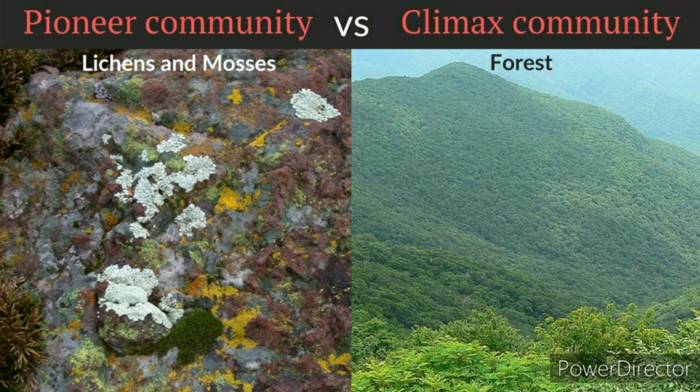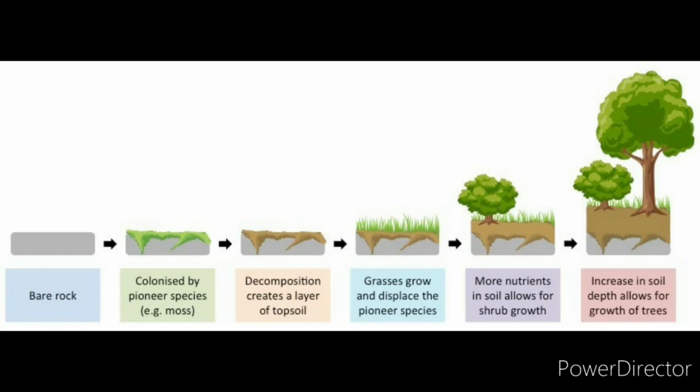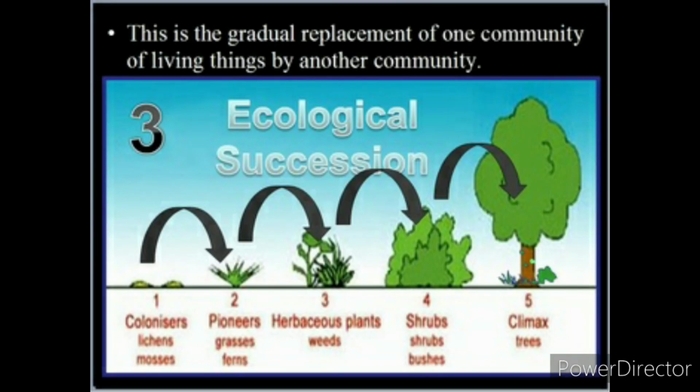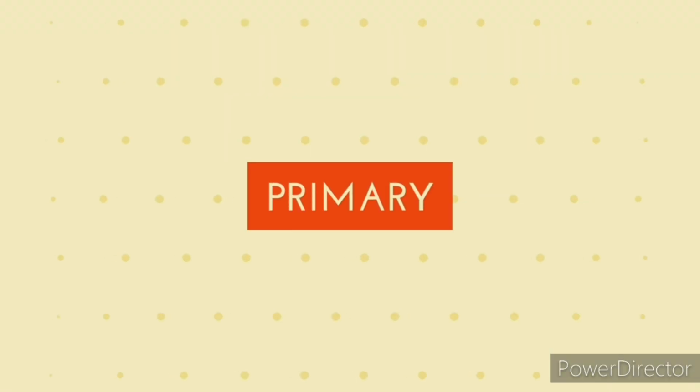The second one is pioneer community, the community that invades a bare area. The third one is climax community, a community that is in near equilibrium with the environment. The fourth one is sere, a sequence of ecological communities arising in an area from the initial pioneer community to the final climax community. The fifth one is primary succession.